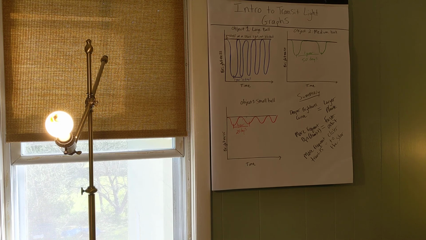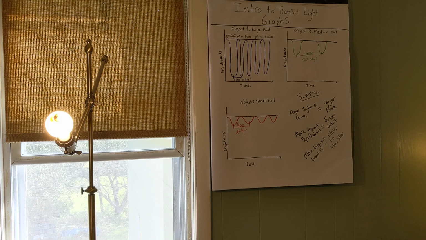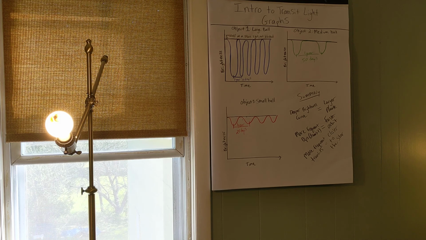And finally, more frequent transits also mean that you're closer to your star. If you're traveling faster, you are closer to the star, in the same way that if you have a ball on a string and you're swinging it around your head, a shorter string means the ball is going to be traveling a lot faster, and a longer string means the ball is going to be traveling slower.